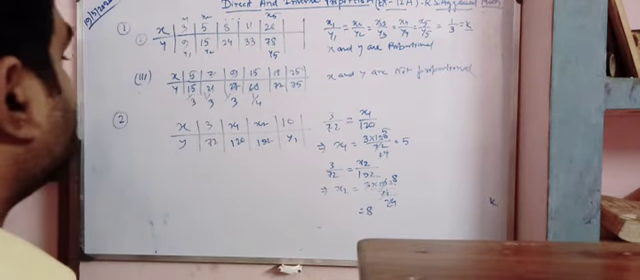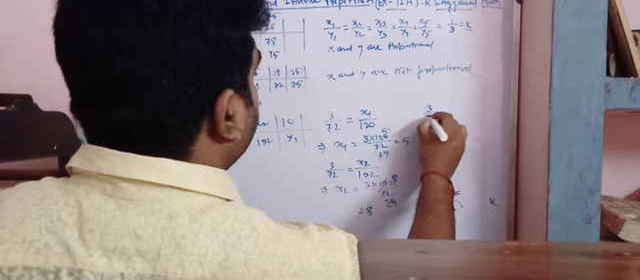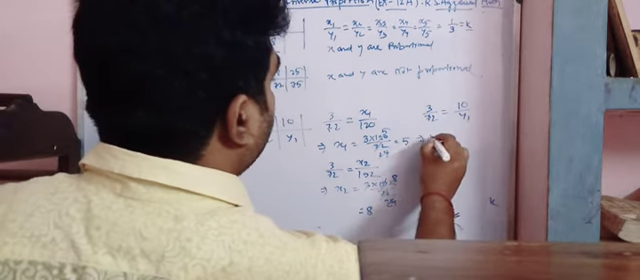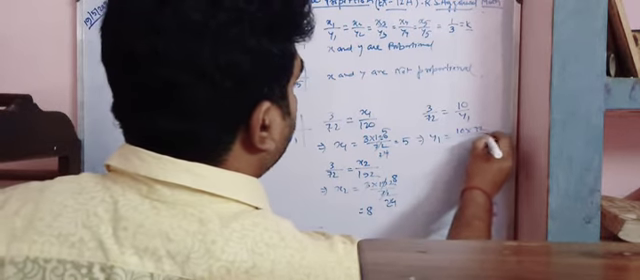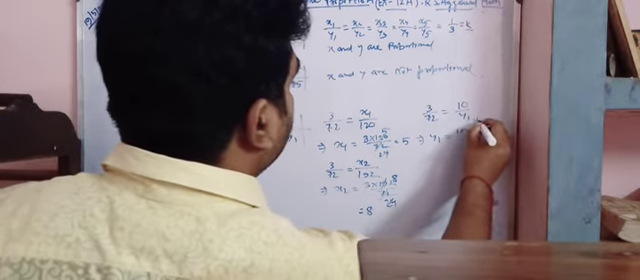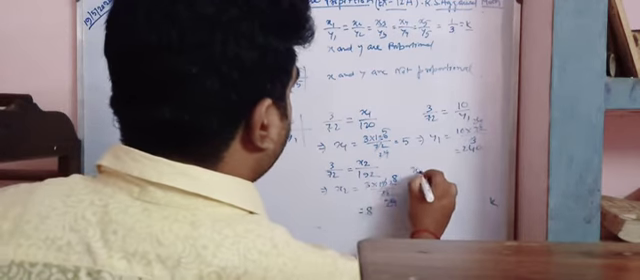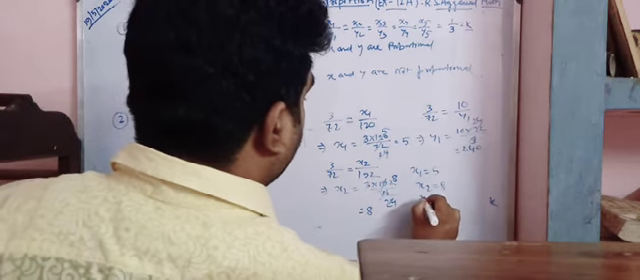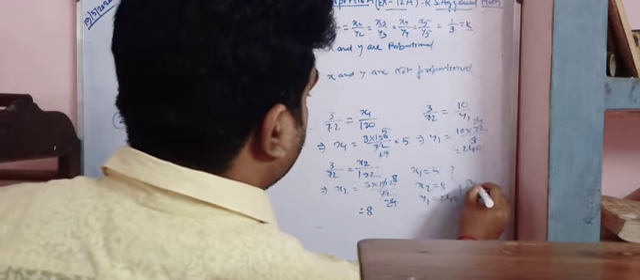And again, 3 by 72 is equal to 10 by y1. So y1 is equal to 10 into 72 by 3. This is 240. So my value of x1 is equal to 5, x2 is equal to 8, and y1 is equal to 240. So that is my answer.